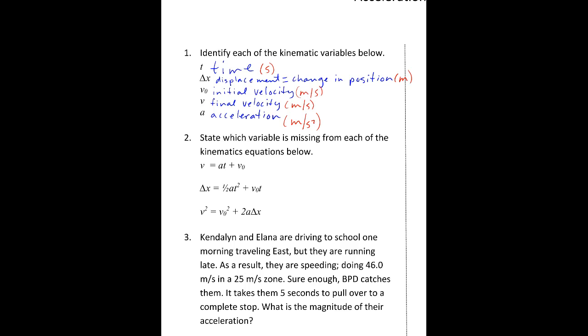second squared. Number 2 says state which variable is missing from each of the kinematics equations below. Notice that every one of these equations has acceleration in it. So these equations are going to be used for constant acceleration.